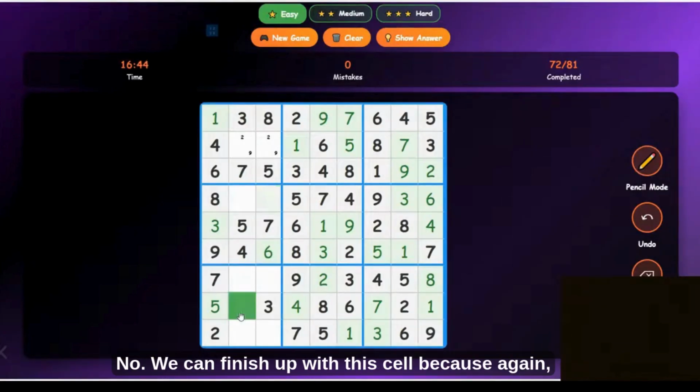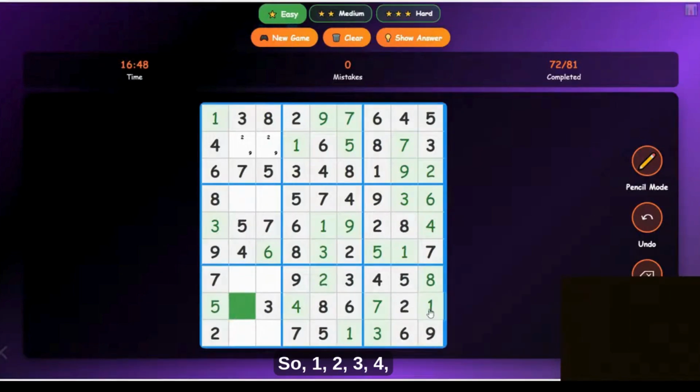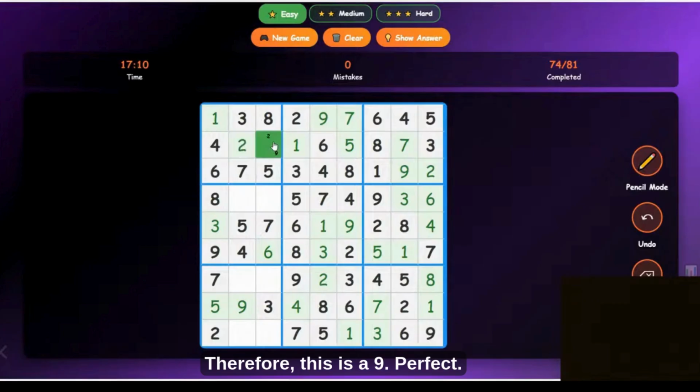Now, let's look at these 2 cells. We can finish up with this cell because again, in this entire row, only 1 cell is remaining. So 1, 2, 3, 4, 5, 6, 7, 8. So what's pending? Number 9. Now, what will you do next? The moment you got a 9 here, you will see that in this cell, you can't have a 9. So I'm going to make this final answer 2. And if this is a 2, this cannot be 2. Therefore, this is a 9. Perfect.